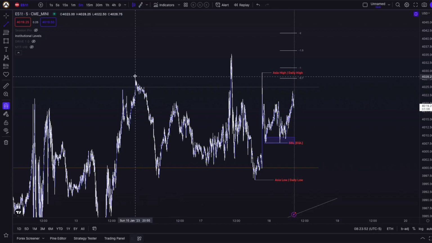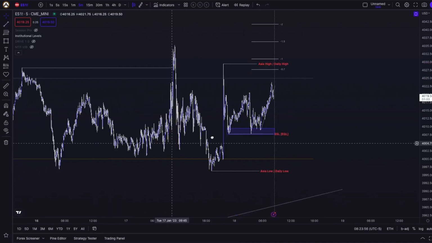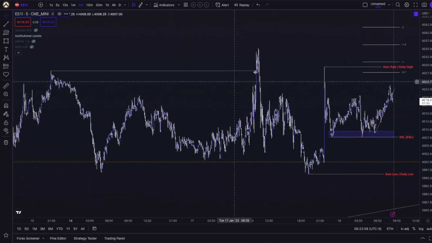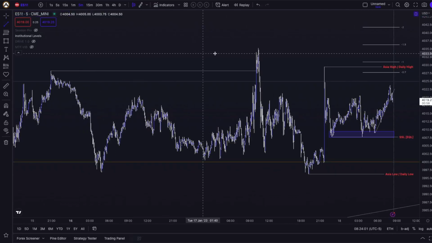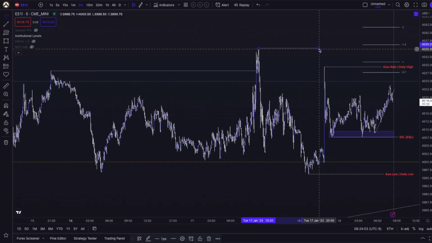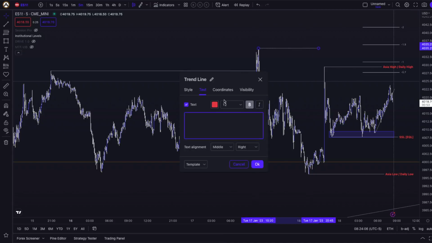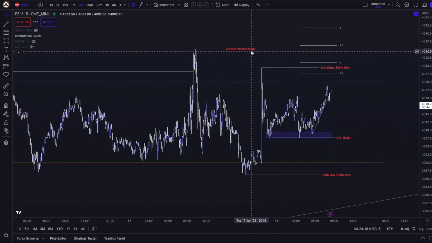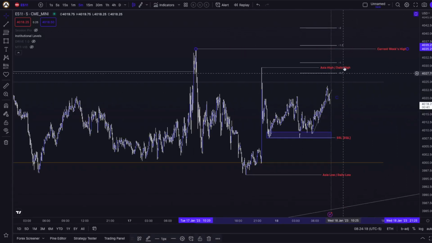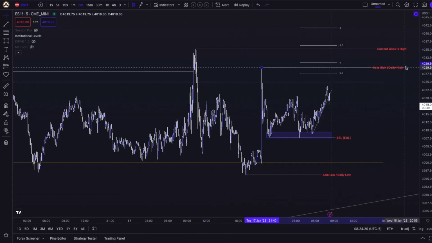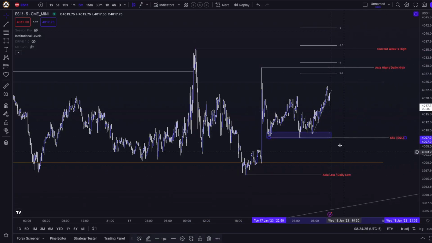yesterday we took out our high that was formed on Monday basically. So looking at our week overall, we have our current week's high sitting right here. So we're going to be drawing out this one in time. This is our current week's high. This is our Asia daily high for Wednesday. This is our sell side liquidity below equal lows.